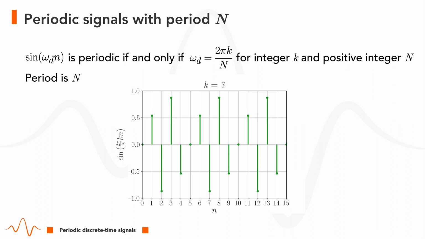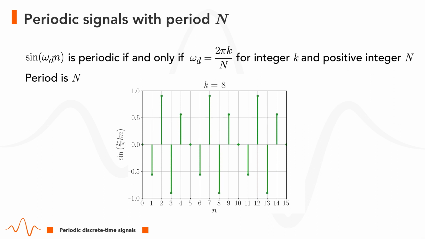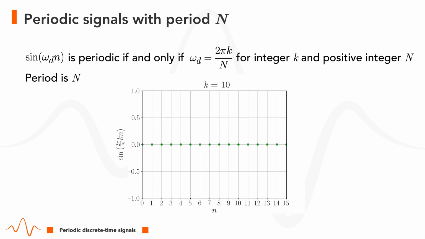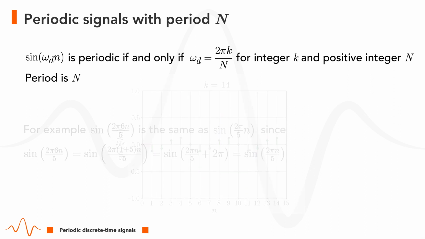For k equals 8, we get the same as for k equals 3. And k equals 9, we get the same as for k equals 4. When k equals 10, we go back to the same signal as in the case of k equals 0. Then for k equals 11, we get the same as k equals 1, and so on. We conclude that there are only 5 signals from k equals 0 until capital N minus 1, which is 4, and afterwards these signals are repeated for larger k.